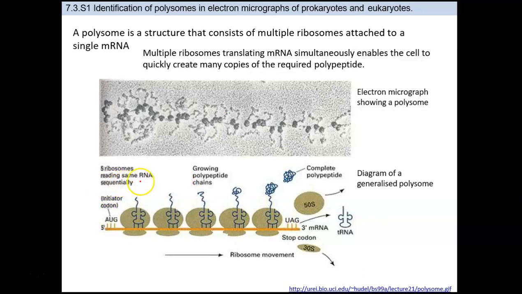So five ribosomes are reading the same mRNA sequentially, starting at the start codon AUG. And then the mRNA will be read and translated simultaneously and sequentially by the ribosomes, which are called polysomes.